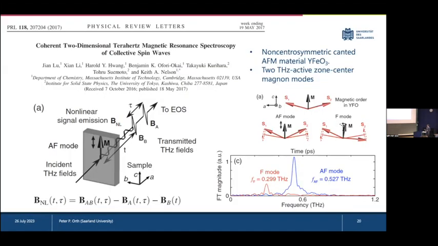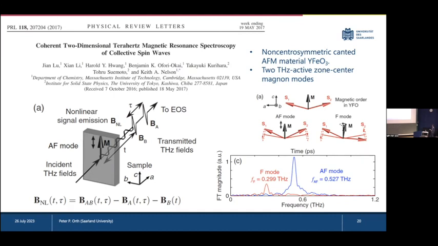So this, I was not involved in that, but just to see that this is not just pure theory. And this is a nice experiment in Keith Nelson's group where they probe a very simple system, a magnetic system that has 2 terahertz active zone center magnon modes. By choosing the polarization of the magnetic field, they can only probe a particular one. So here they probe this antiferromagnetic one.